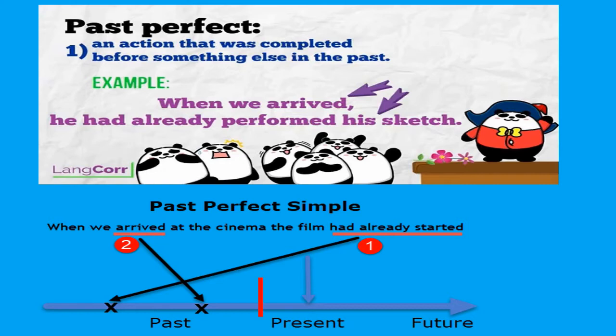We can sometimes use the word when in the middle. So the example will be, the film had already started when we arrived at the cinema. The film had already started, past perfect, when we arrived at the cinema. Two actions happened in the past, okay, and we use the past perfect to say which one happened first.